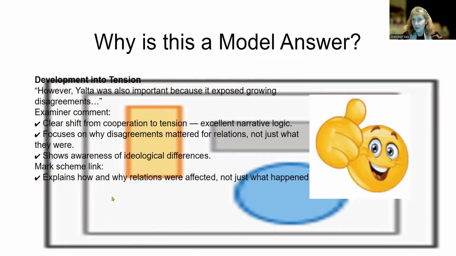However, Yalta was also important because it exposed growing disagreements. So, what does the examiner say about that? Clear shift from cooperation to tension. Excellent narrative logic. Focuses on why disagreements mattered for relations, not just what they were. Shows awareness of ideological differences. And this links to the mark scheme. Explains how and why relations were affected, not just what happened.